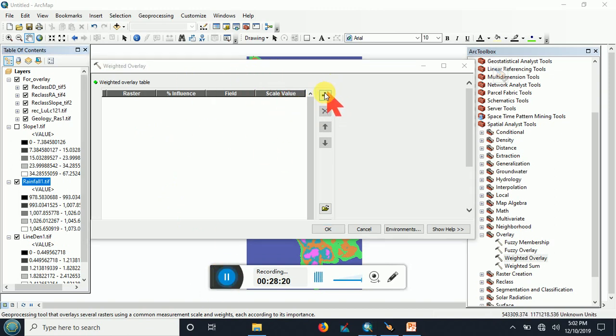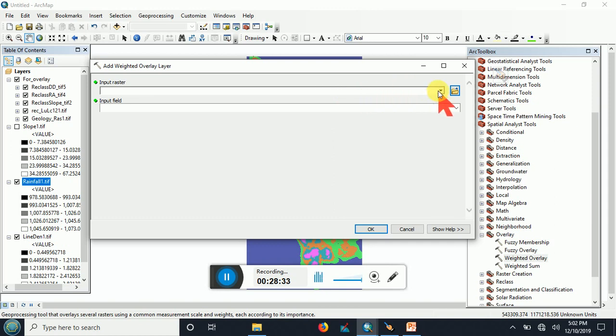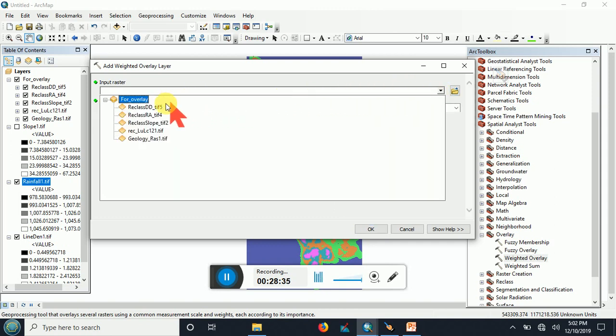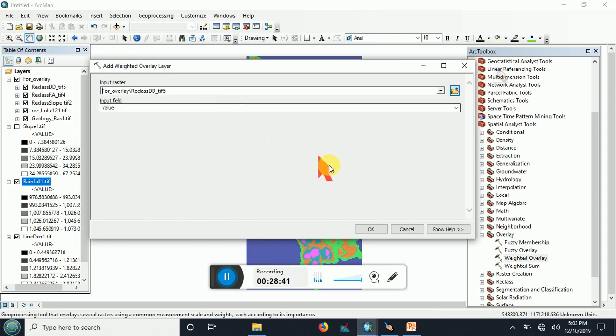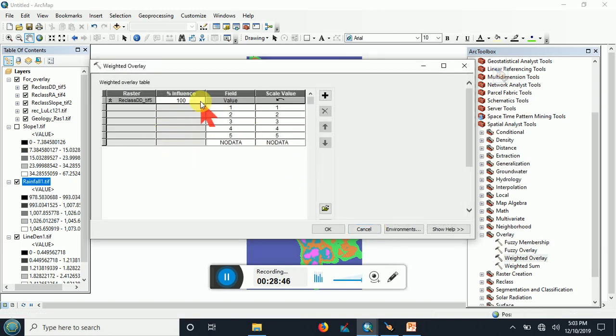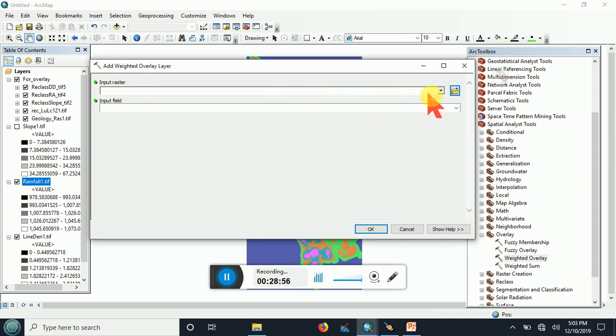You can add a thematic layer by clicking on this plus sign. Let us add all of them because we have 5 thematic layers. Please click here and call up the first thematic layer, which is reclassified drainage density, and click OK. Now you have the reclassified drainage density values. You are going to give the scale, and similarly add the others.